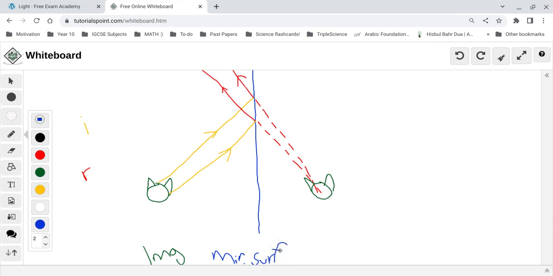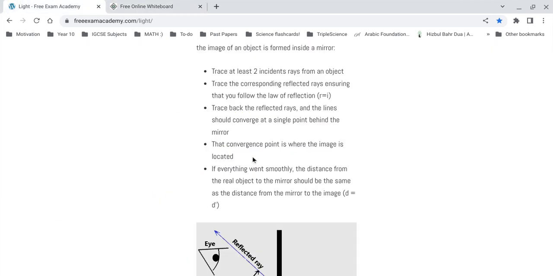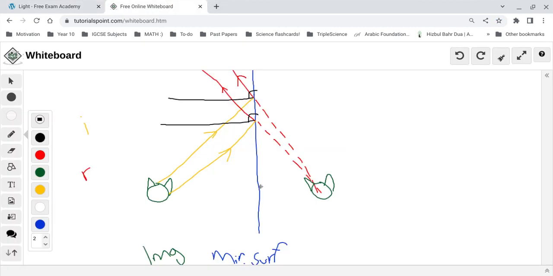And then just for the sake of remembering the normal, let me draw what the normals would be for you. The normal of this one would be here. Normal of this one would be here. As you can see, they're both perpendicular to the surface, right? So we just drew a ray diagram. Good job. If everything went smoothly, the distance from the real object to the mirror should be the same as the distance from the mirror to the image. So the distances look about the same. I think if I did it more accurately, it would be better, but we can always do it again.